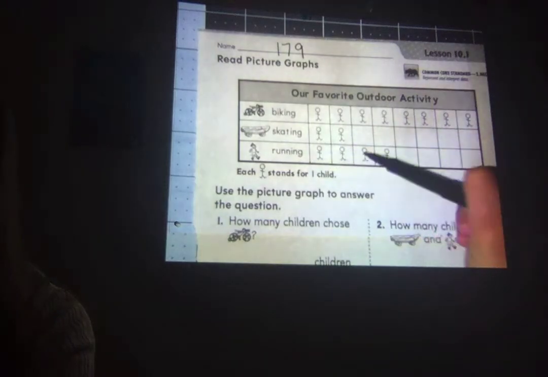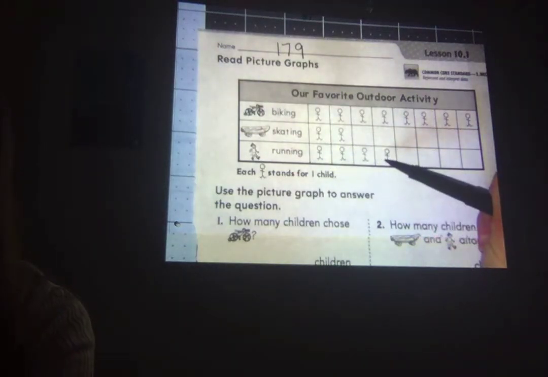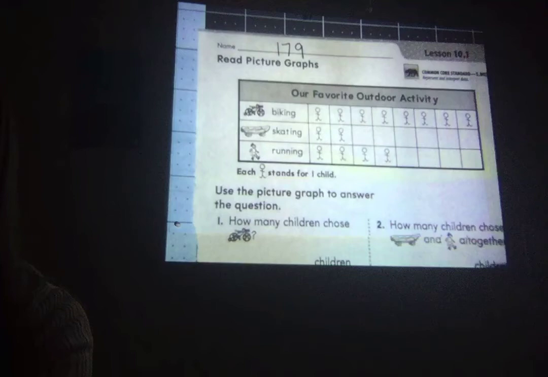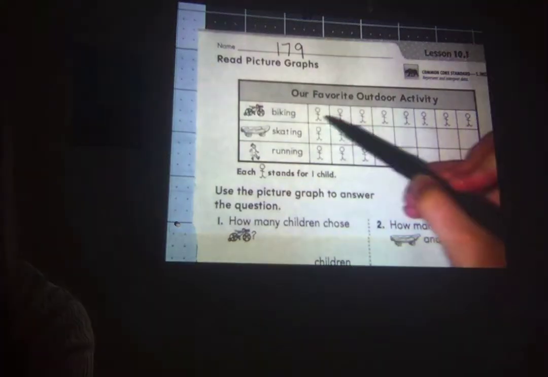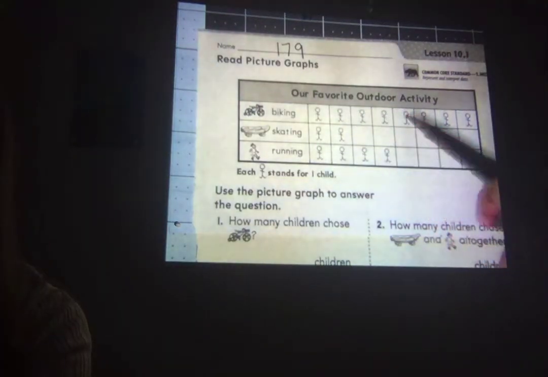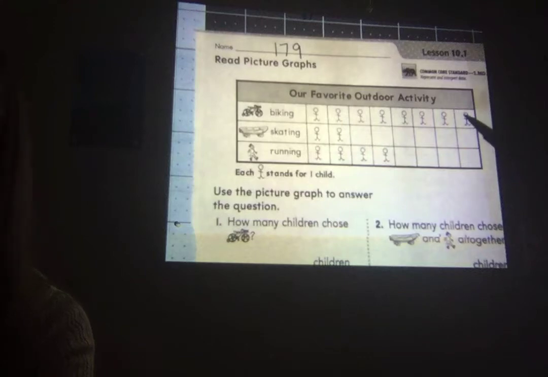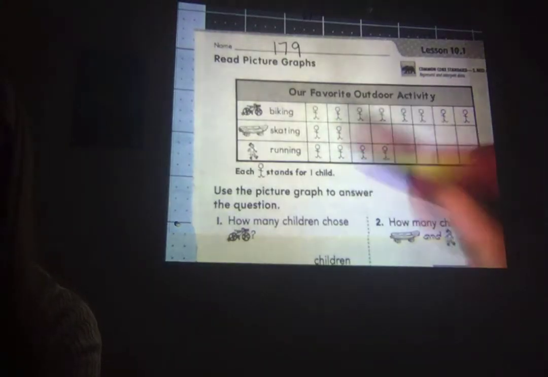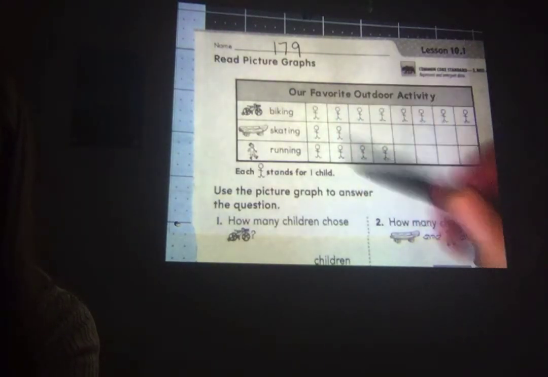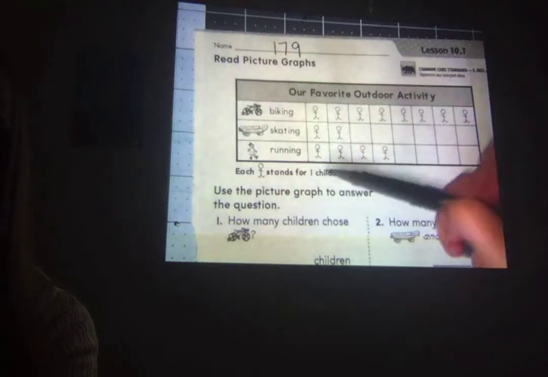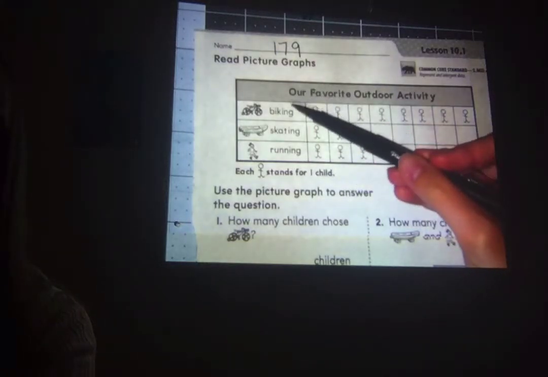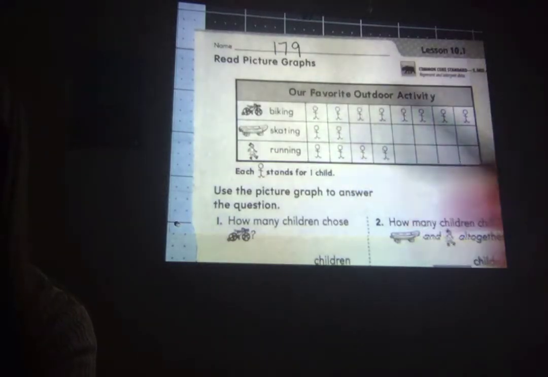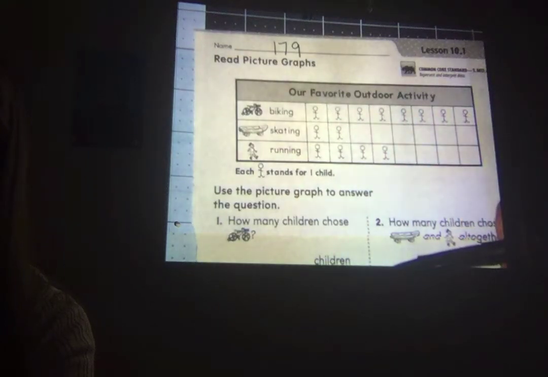And 4 children said that running was their favorite outdoor activity. And 5, 6, 7, 8 kids said that biking was their favorite outdoor activity. So this is using the stick figure pictures to share the information of how many children said that biking, skating, or running was their favorite outdoor activity.